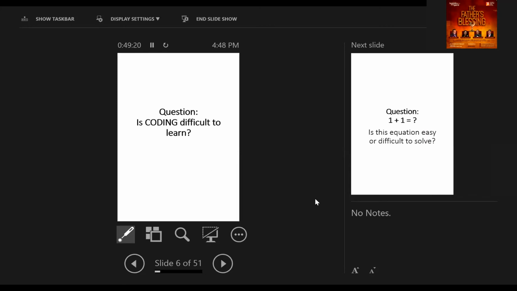Is coding difficult? Now, I need a subjective answer here. It's in your own view. To you, is coding difficult to learn? Or do you think coding is difficult to learn?